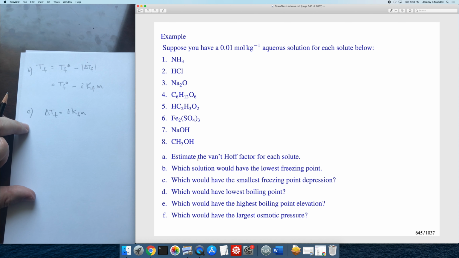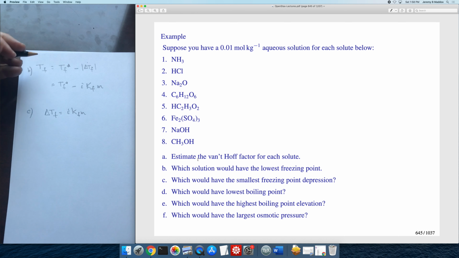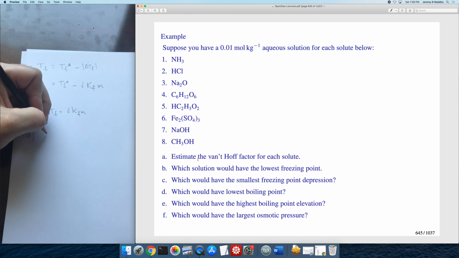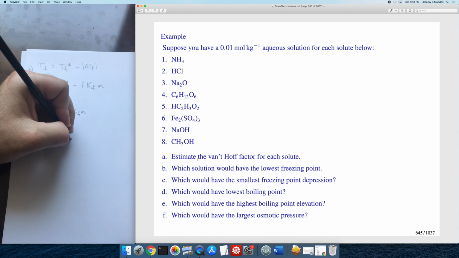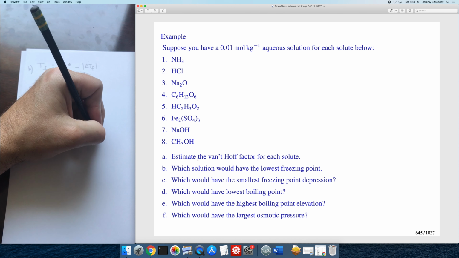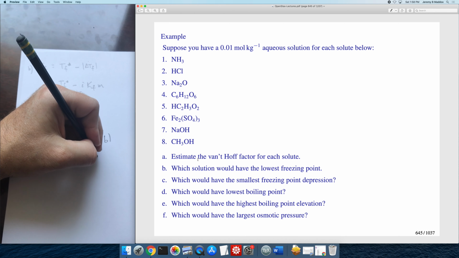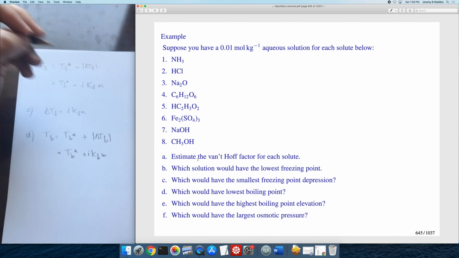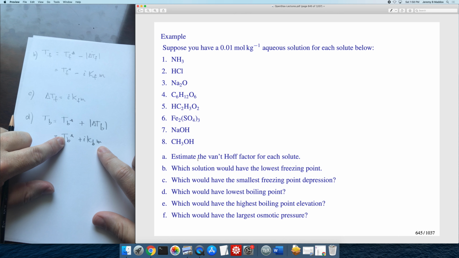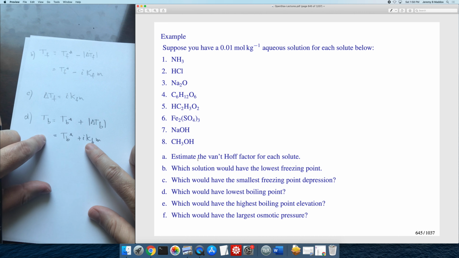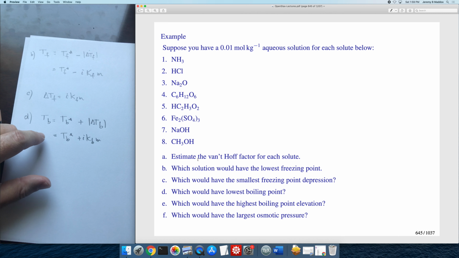Part D. Which would have the lowest boiling point? Tb is Tb star plus delta Tb, which is Tb star plus i Kb m. Tb star, Kb, and m are the same for all solutions in this case. Which one would have the smallest value of Tb? That would be the one with the smallest value of i. And so, again, the sugar and the methanol would satisfy that.